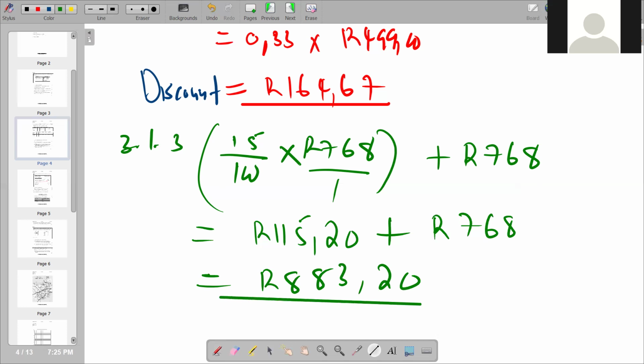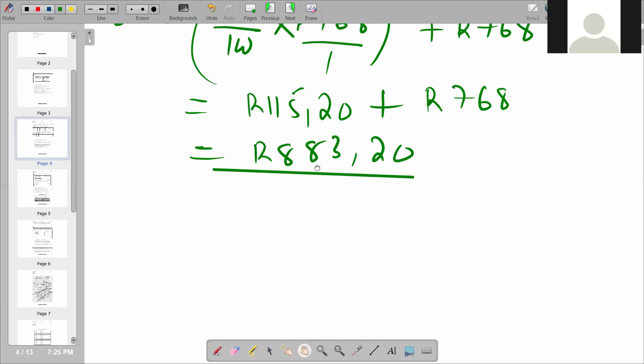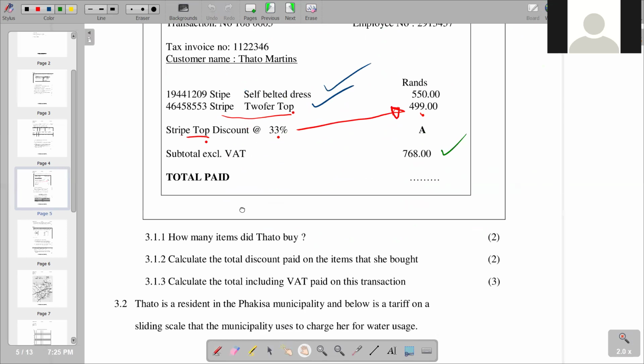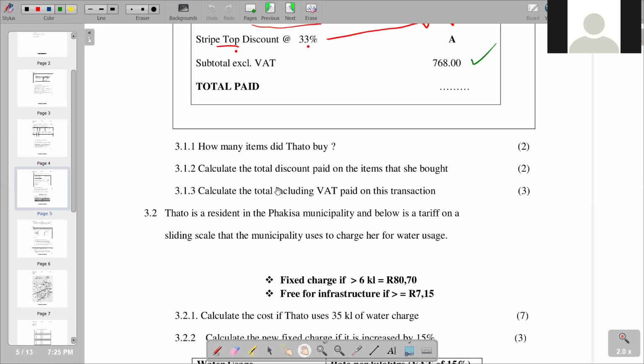So this becomes your answer, including VAT. So basically that's what we have. We move on to the next part, which says Tatu is a resident in the Pakisa municipality, and below is a tariff on a sliding scale that the municipality uses to charge for water charges. So fixed charge, if greater than 6 kiloliters, is 8 rand 70. Fee for infrastructure, if greater than 6 kiloliters, is 7 rand 15 cents.